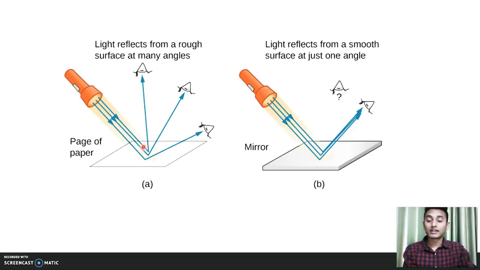There are two examples of smooth and rough surface. Do you think a page of a paper is a rough surface? Yes, it is. We might not see it right now, but when we go to the microscopic level, we will see it is actually rough. So when light rays reflect from a rough surface, they go away at different angles. But in the case of a very smooth surface, for example a mirror, they just get reflected at one specific angle. So this is the difference between a smooth surface and a rough surface in reflection.